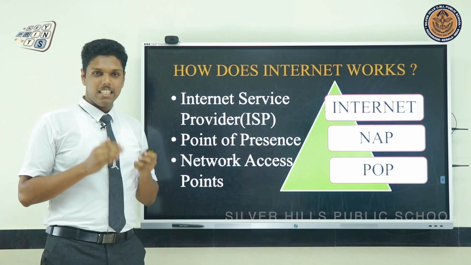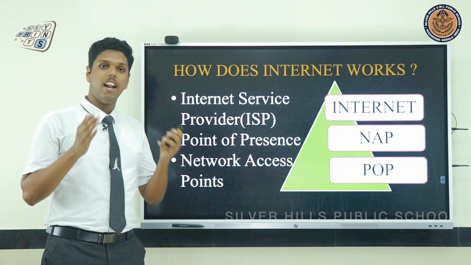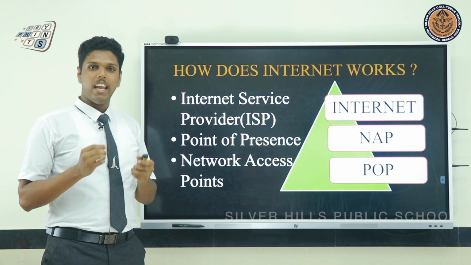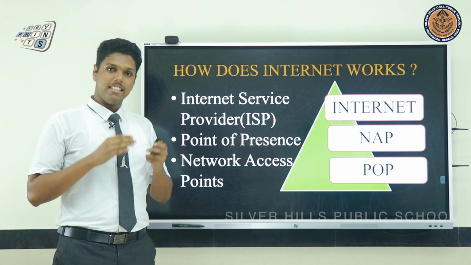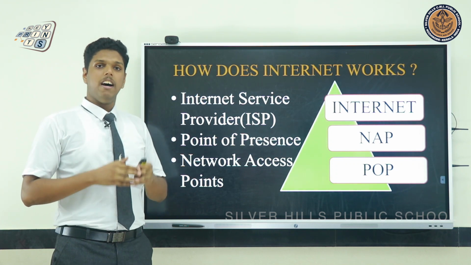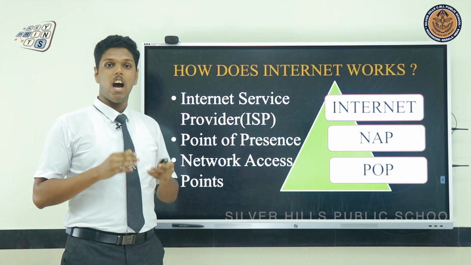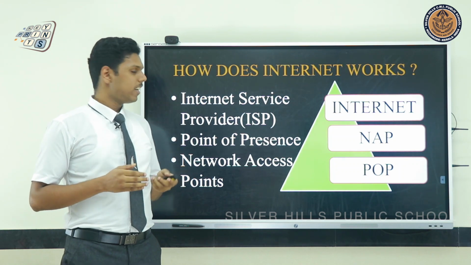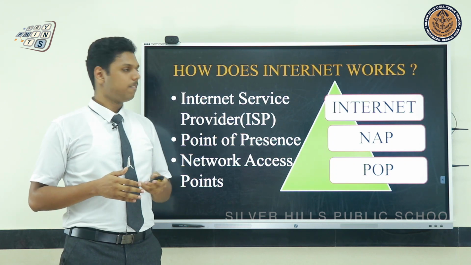And again, the several hundred thousands of POPs are connected to a larger network known as NAP or network access points. And again, these network access points or NAP are interconnected to form a very large network known as internet. Now you understand how internet is organized. Now let us look at how actually these networks are interconnected.